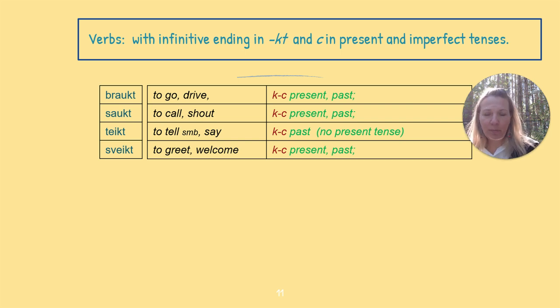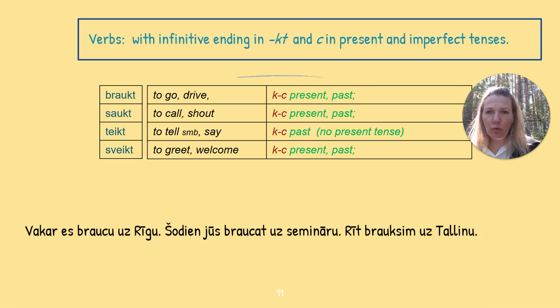For this verb, we don't have a present tense at all, because for the present form we use another verb, sacīt. Es saku. That's a third conjugation verb, so we won't talk about it here. And the last one is sveikt, to greet and also to welcome someone. In all of these verbs, we change k to ts in the present and past forms, except teikt, where we don't have a present form at all.